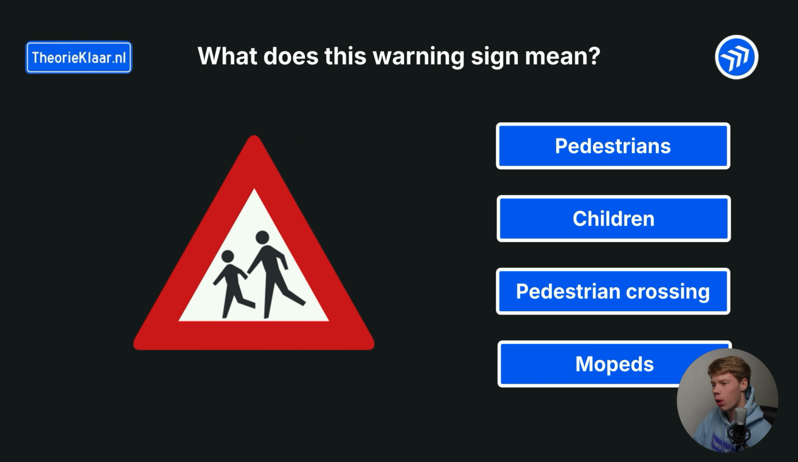And what does this warning sign mean? Is this a warning for pedestrians? For children? Is it a pedestrian crossing, so the zebras? Or is this a warning for mopeds? And the right answer is this is a warning for children.